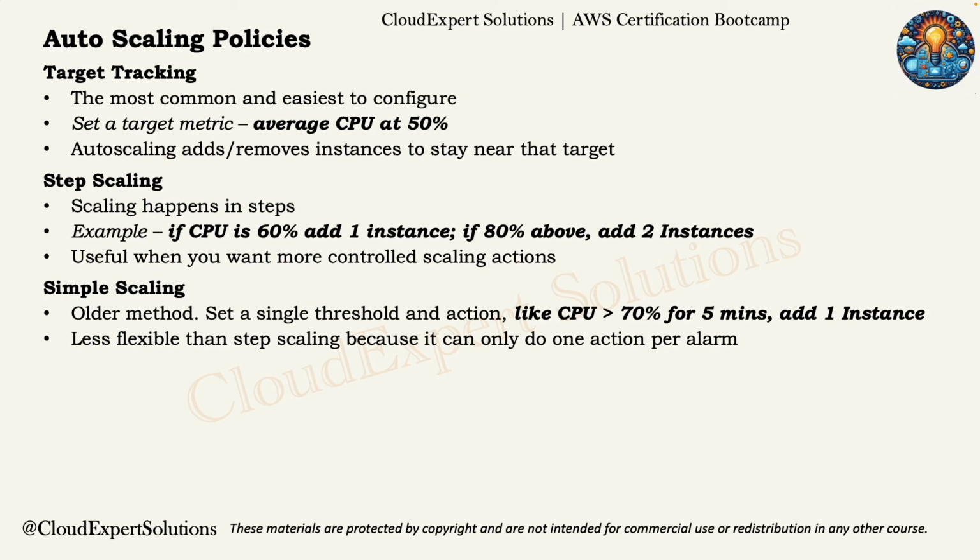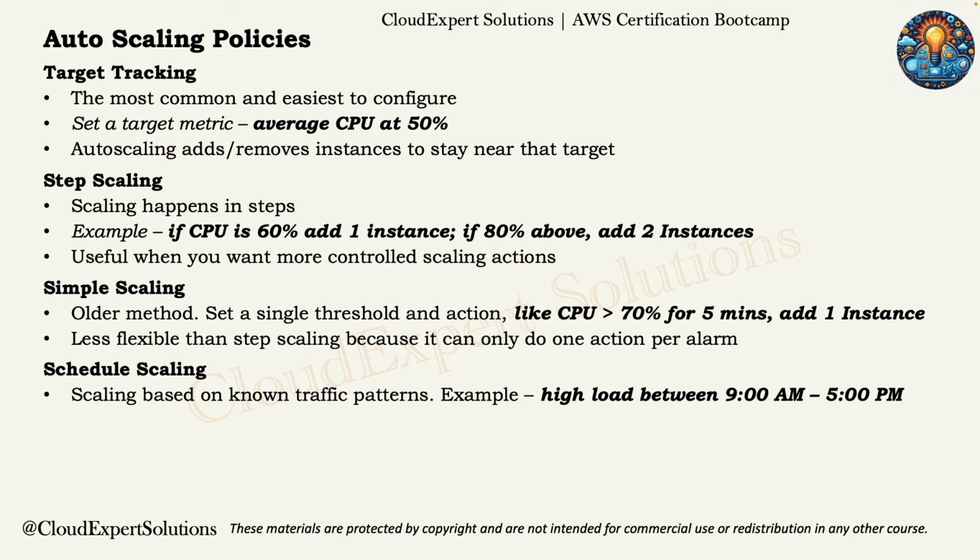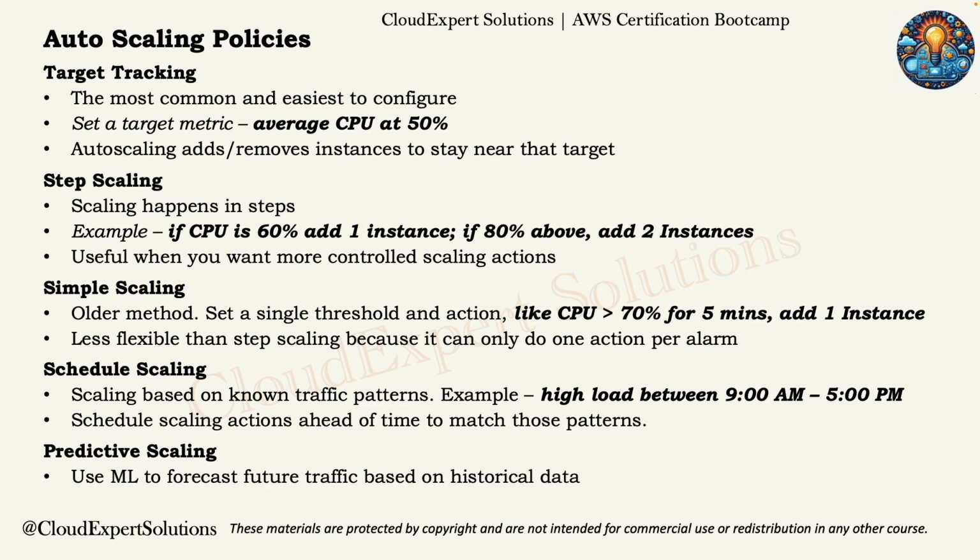The next is scheduled scaling. If you know the traffic pattern in advance, for example, if you have high load every weekday between 9 am and 5 pm, then you can schedule scaling actions ahead of time to match those traffic patterns. And last but not least, we have predictive scaling. Predictive scaling uses machine learning to forecast future traffic based on historical data, and it will automatically schedule scaling actions before the demand even happens.